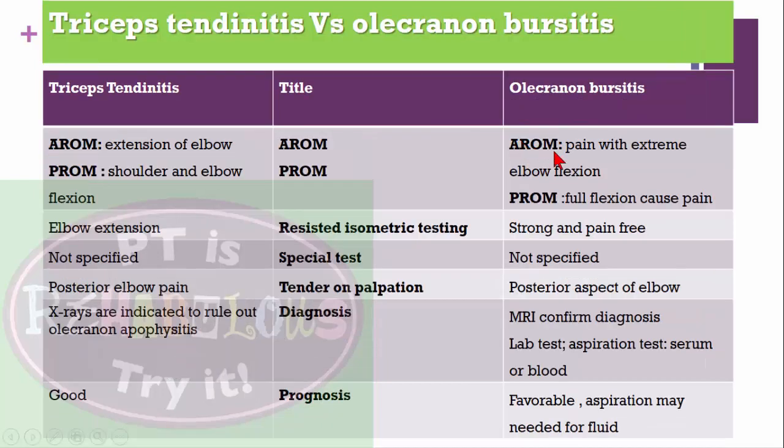Let's see active and passive range of motion testing. Extreme elbow flexion causes pain, and passive full flexion causes pain. Resisted isometric is strong and pain free, because the muscle is not affected, and the special test is not specified. The posterior aspect of the elbow is very tender. MRI can confirm the diagnosis. Lab tests like aspiration test, serum or blood test can be done for this patient. Prognosis is favorable. Aspiration may be needed for fluid.